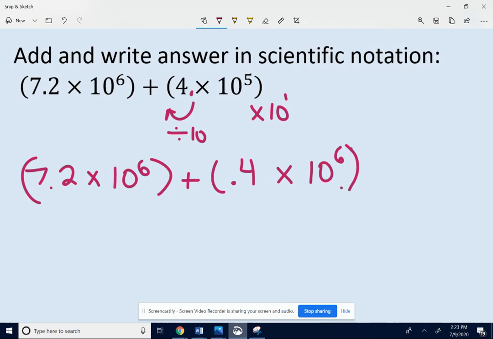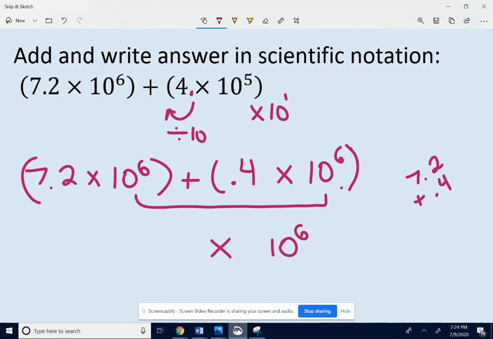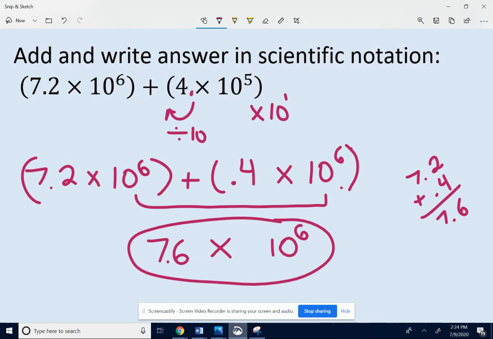Now I can use my shortcut, okay, because I have the same exponent. I'm going to keep my exponent the same, my 10 to the 6th. I'm going to keep my multiply symbol. I'm just going to add 7.2 to 0.4. Don't forget that when you add decimals, you need to line up the decimal points. So that's 7.6. And 7.6 is a number between 1 and 10. So I'm good. I can stop with that. Okay, so my answer is 7.6 times 10 to the 6th.